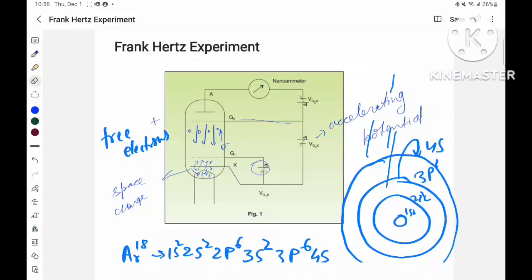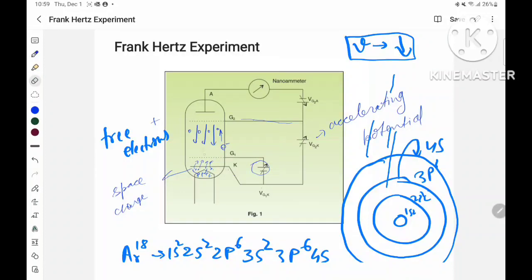Now the energy of the free electron drops, which means the velocity of the free electron has gone down. Now when this happens, what will happen? We are currently at the point where the velocity of the free electron has gone down. Now we will see how the velocity of the free electron is connected to the current that we are getting at the anode.